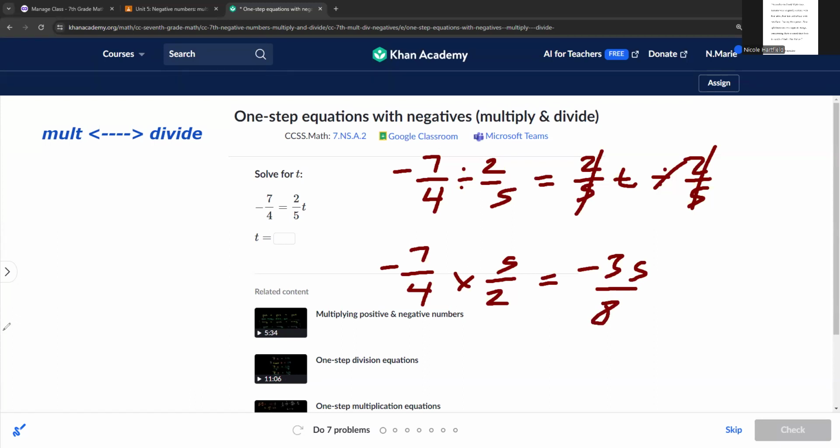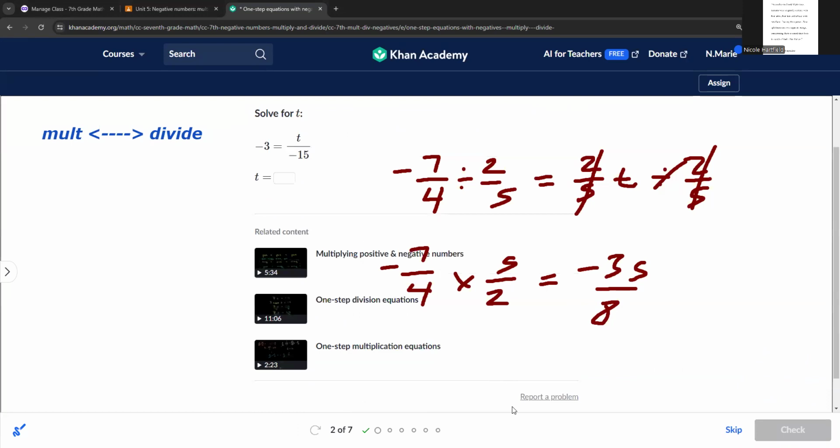Always simplify. And you can leave it like that. No need to change it to a mixed number. But always simplify your fractions if you can. This one can't be simplified. Feel free to use a calculator if you want, but you can do your fractions and things by hand. When something is being divided, how do we move it to the other side? We multiply. So what's negative 3 times negative 15? Well, that's a positive 45.